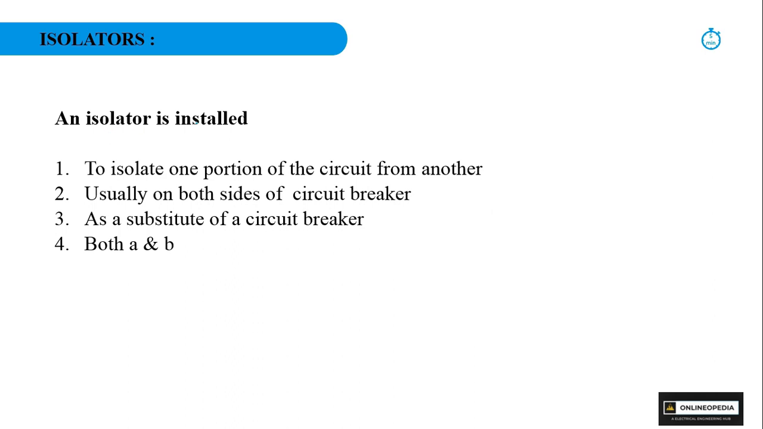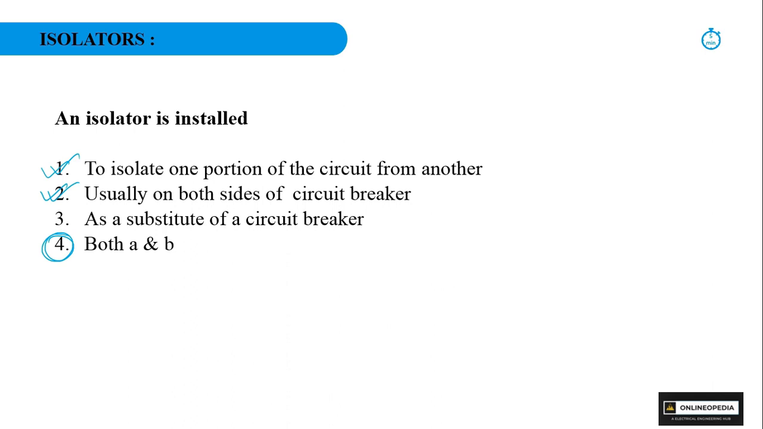So an isolator is installed. These are the options. Isolators are usually installed on both sides of a circuit breaker, and an isolator is used to isolate one portion of the circuit from another. This is also correct. So option 4 is the correct option, because an isolator is used to isolate one portion of the circuit from another.